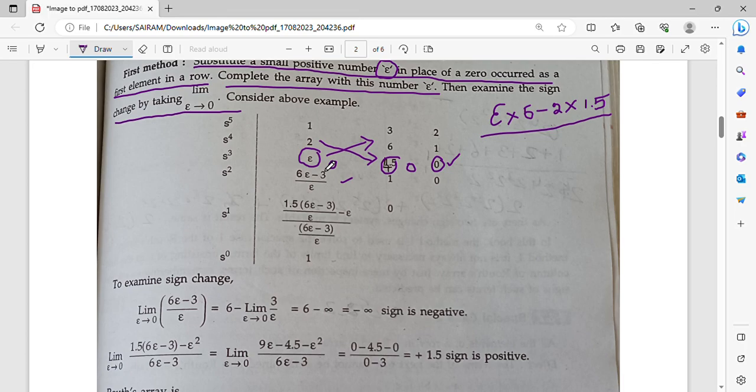If there is a row of 3 zeros, that is said to be the second case, that is special case number 2.